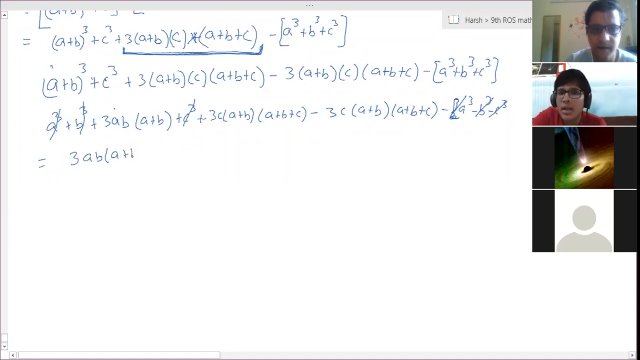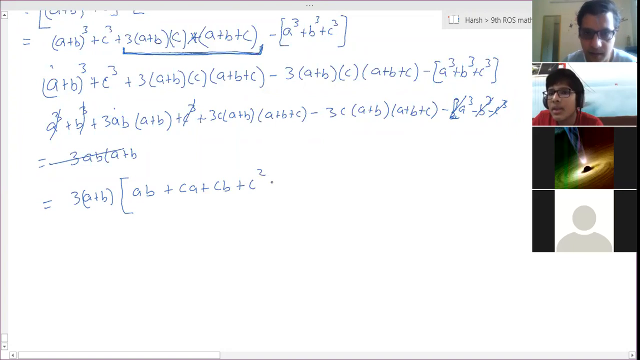So we can take common between them. We can take 3(a plus b) common between them. Then the bracket: ab plus ac plus bc plus c square, minus 3ac, minus 3bc, and then minus 3c square, correct?